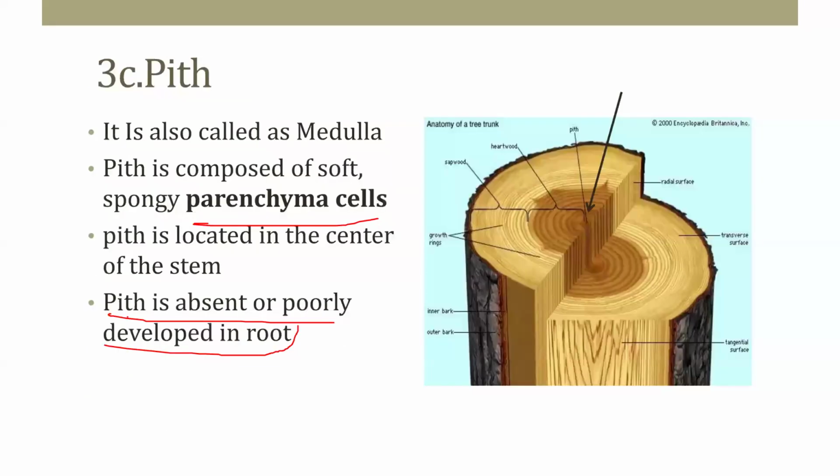The epidermal tissue system is developed from the protoderm or dermatogen. The ground tissue system is developed from the ground meristem, and the vascular tissue system is developed from the procambium. Okay, so this is about the tissue systems.